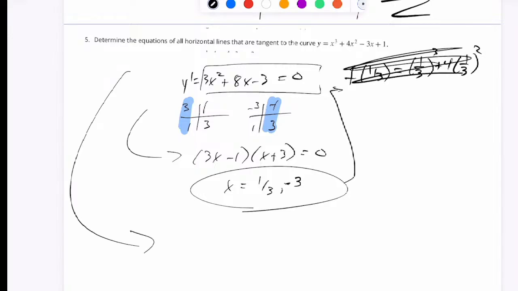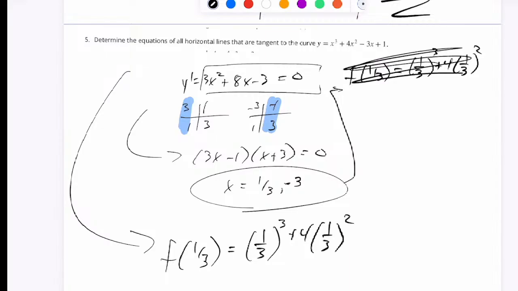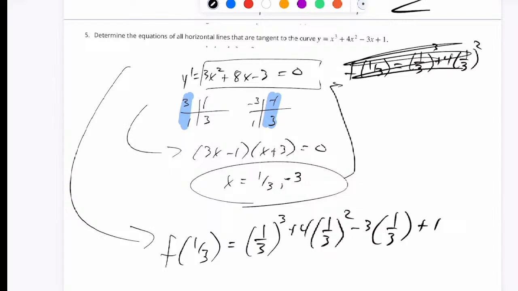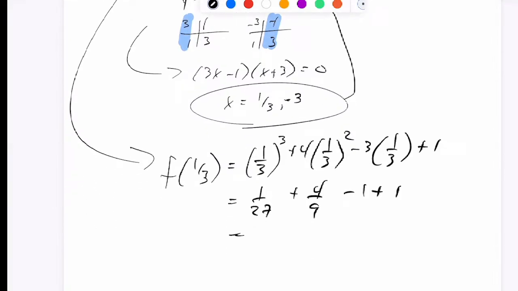So for f at a third, you have to find the y coordinate. So I have to sub this back in here. This will be 1/3 cubed plus 4 times 1/3 squared minus 3 times 1/3 plus 1. So this is 1/27 plus 4/9 minus 1 plus 1. I'll let you do the other one, Hamat, but this is 12/27 plus 1/27, which is 13/27.